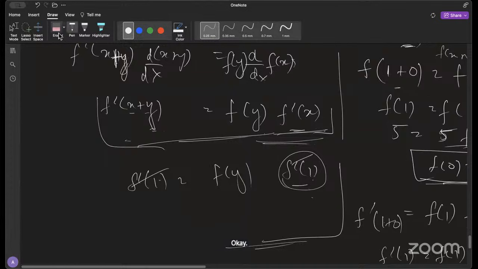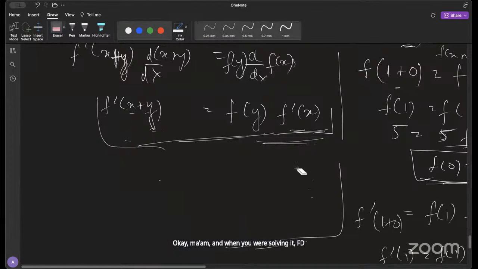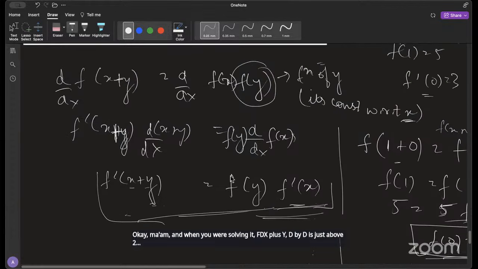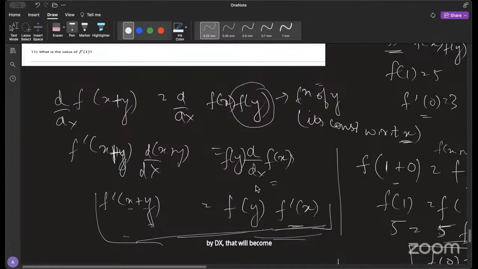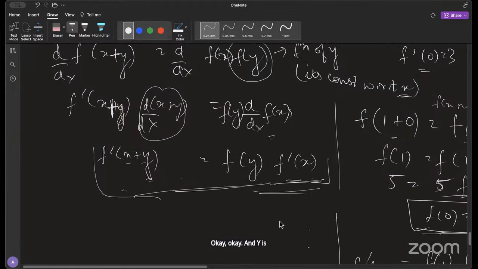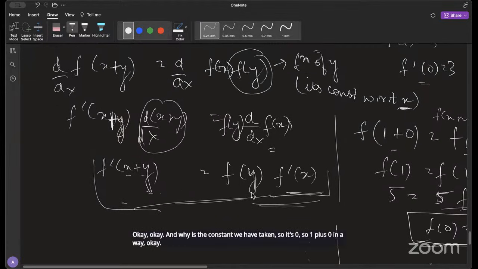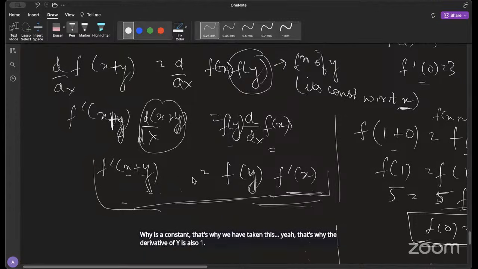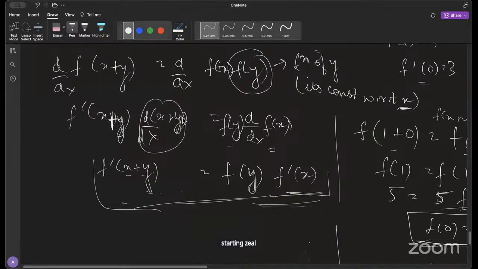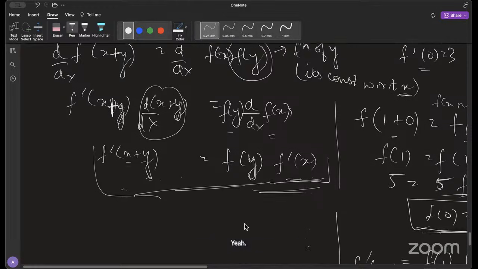Okay, ma'am. And when you were solving it, f of x plus y, d by dx just above two lines, x plus y. So d(x plus y) by dx will become 1, no, ma'am, because dx by dx is 1. Yeah, that is 1. And y is a constant we have taken, so it's 0. So 1 plus 0. Okay. Y is a constant, that's why we have taken this. That's why the derivative of y is 0, sorry, 0. The derivative of y is 0 and the derivative of x is 1. So 1 plus 0.